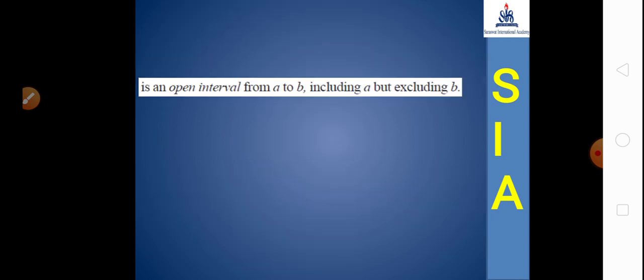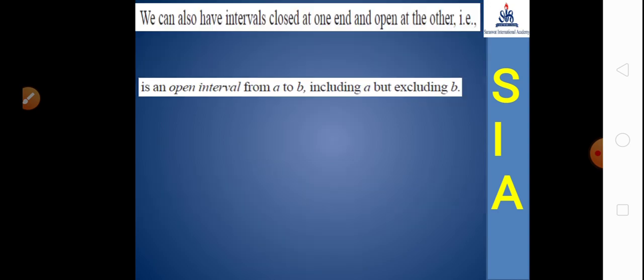Now third, the closed to open interval. See students, closed A comma B open: closed A means the A number is counted, and open B means B is not counted. Just see this drawing. A has a dark circle, which means A is a countable value, and B has an open circle, which means B is not countable, but the numbers in between are counted. Numbers in between are always counted.